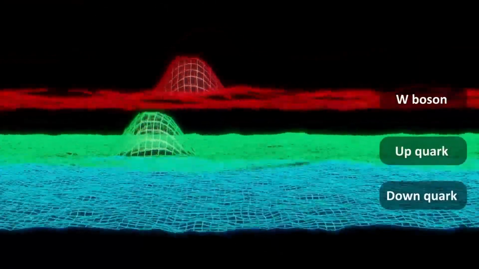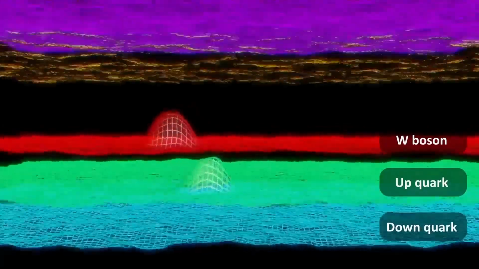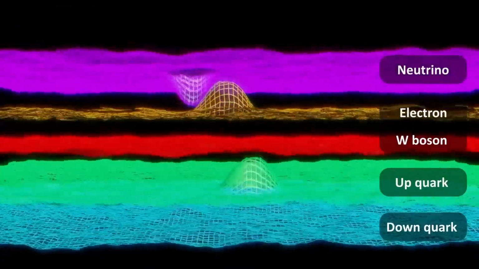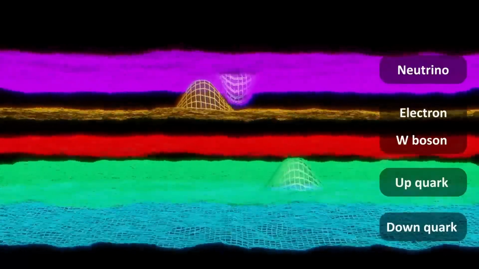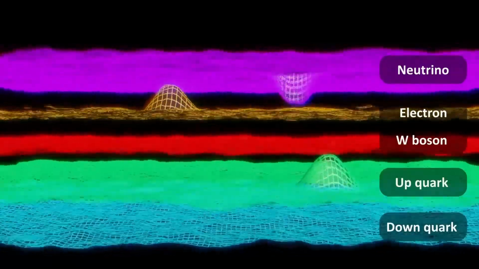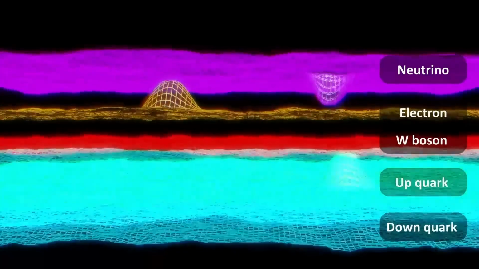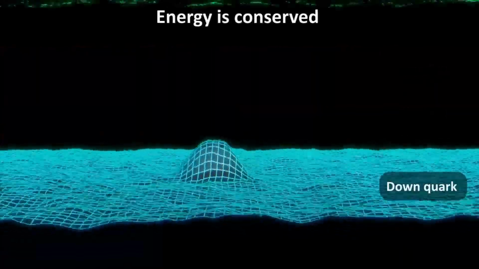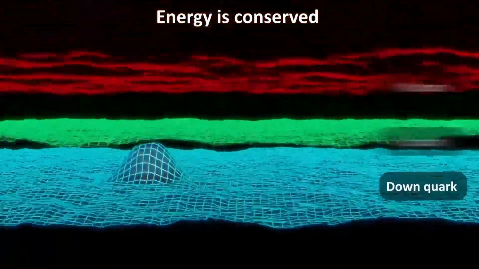Note that although the number of particles changed, the total energy is always conserved. If you add up all the masses and kinetic energy at the beginning, they will add up to all the masses and kinetic energy at the end. In other words, the energy of the fields is the same before and after the energy exchange.